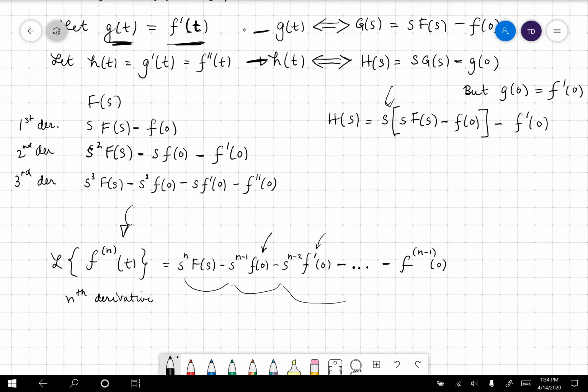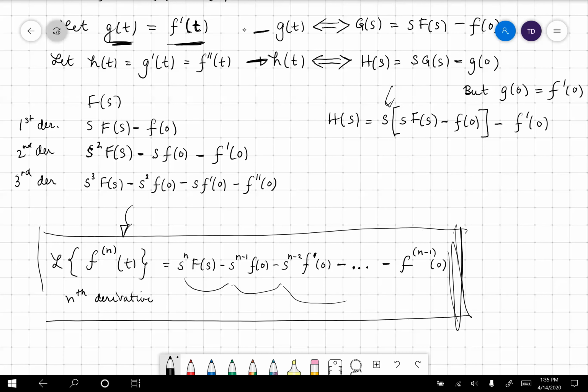Keep in mind the lowercase f functions. Everybody understand the difference between capital F and lowercase f? Okay, these lowercase f's are the time domain function. The uppercase F is the frequency domain function. So this is for any nth derivative. Now, if you're scared looking at that, we are barely going to expand beyond the second derivative.